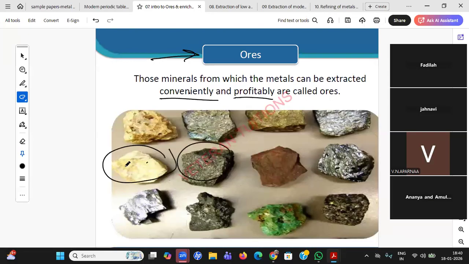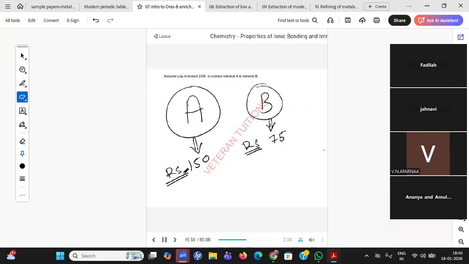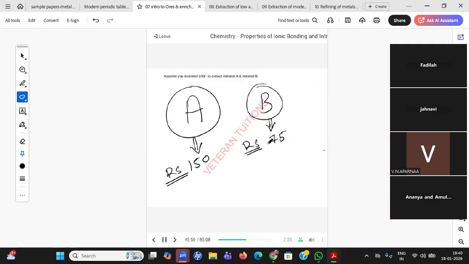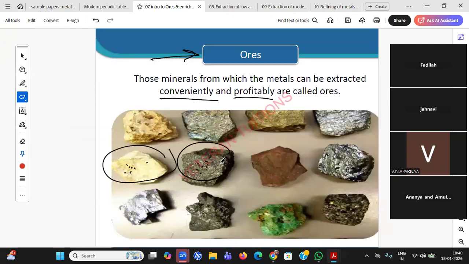To extract metals from this you are spending 150 rupees. In material B, if you are removing these metals, for some part of it having metals, if you are selling it for 100 rupees, in which way did you get the profit? You got this as a profit. So you can say only this one is an ore, not this one. Both are minerals only. But to remove the metals from those minerals, it should be profitable and convenient.